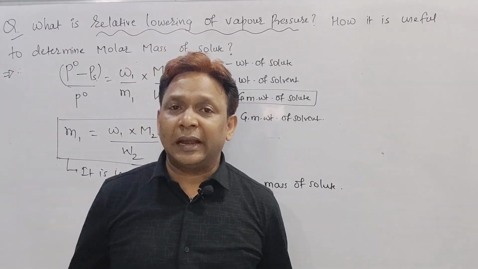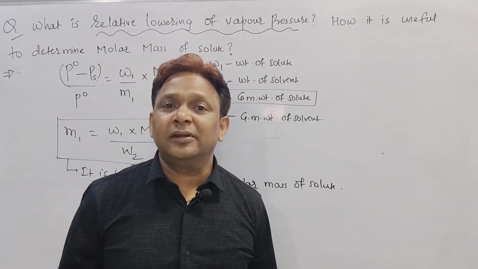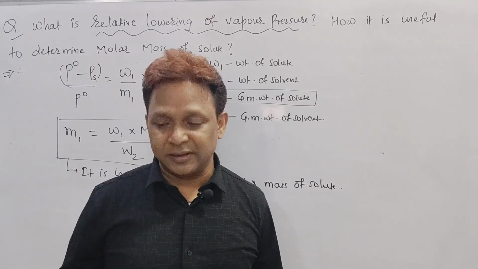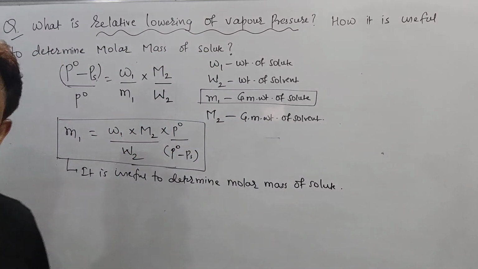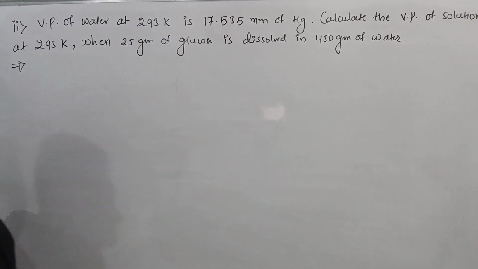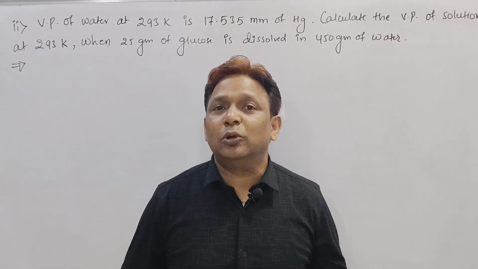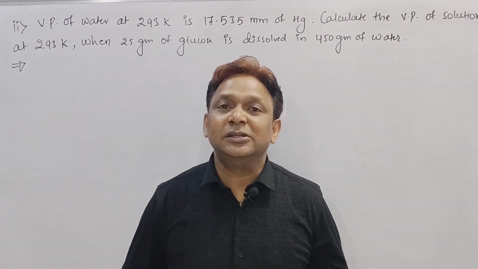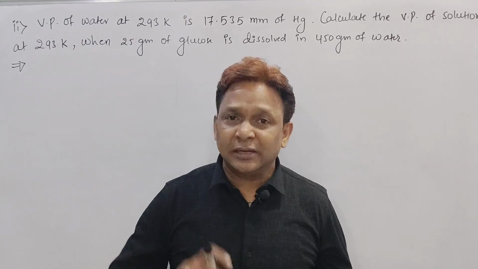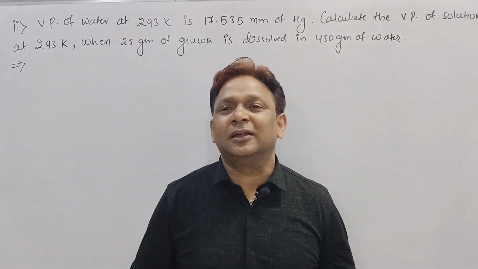Now I'll write the question for the numerical part, and we'll try to solve the numerical based on it. This is a question for 8 marks. Take a screenshot of it. The first part of the question was: what is the relative lowering of vapor pressure and how is it useful to determine the molar mass of a solute, for 4 marks. And this is the second part, for another 4 marks.